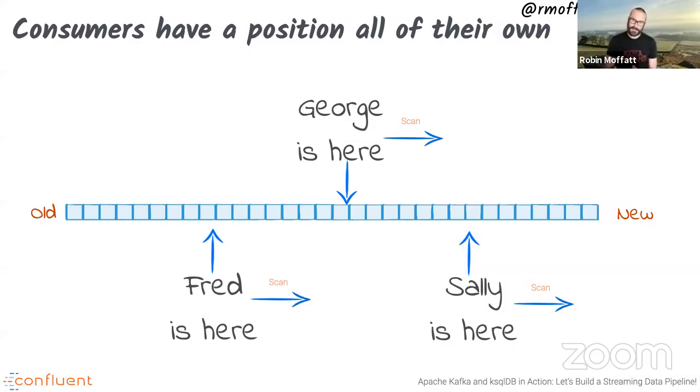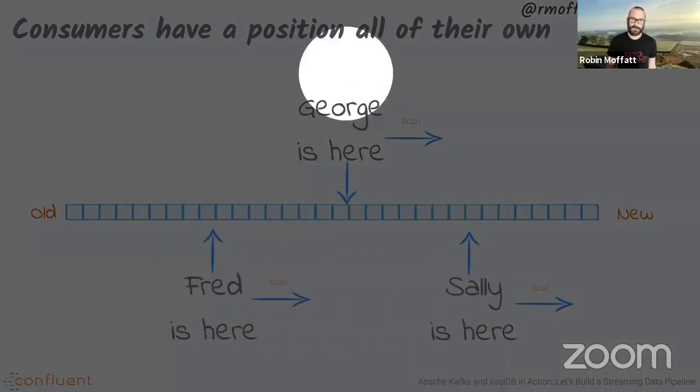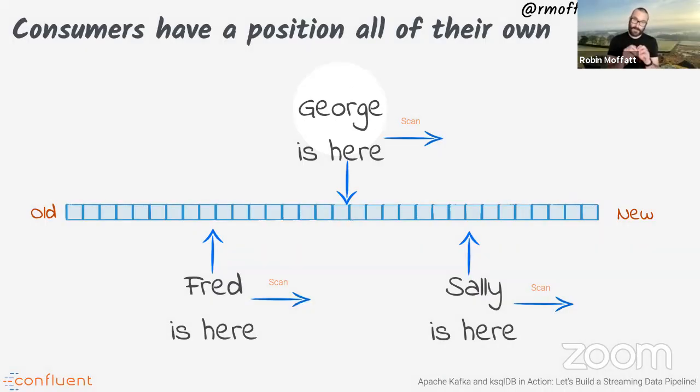And I mentioned earlier this idea of consumers being able to be grouped together. So we've got three different logical consumers here. We've got Sally, Fred, and George. But actually within those different consumers, you can have multiple instances of that consumer consuming that data in parallel. So that's where the massive scalability comes into this.